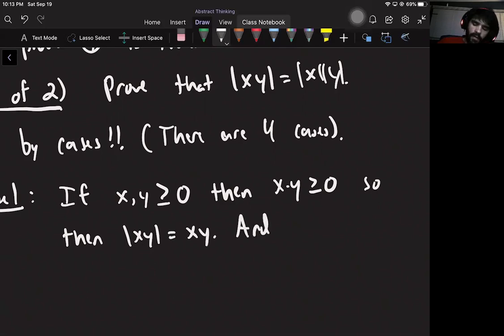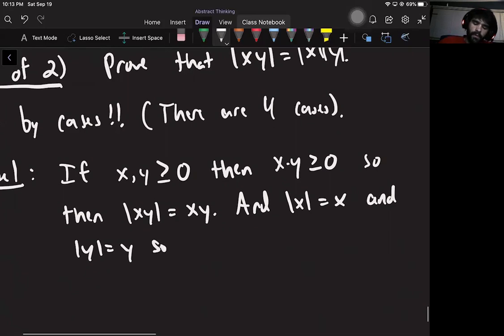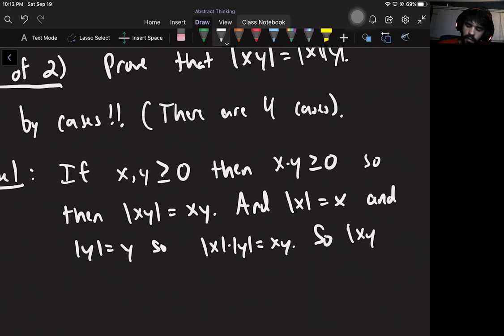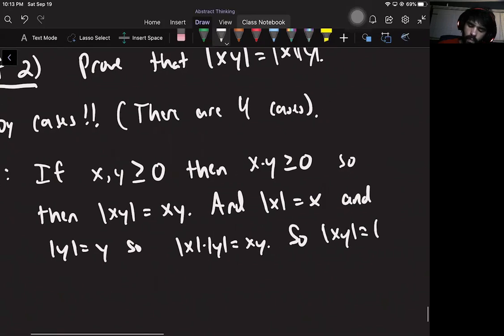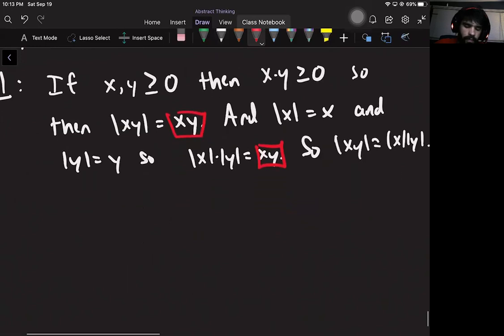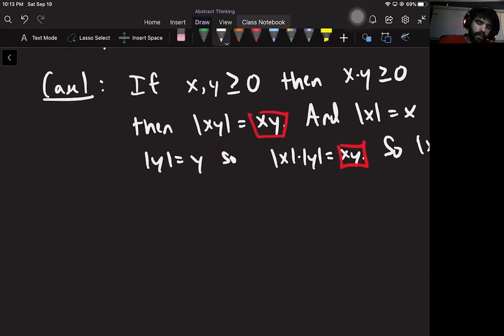Meanwhile, if I do absolute value of each one separately, because it's already positive, it just stays like that. And same thing with y, it stays itself because it's already positive. So that means if I do these times each other, it's just x times y. So I'm all done because now I just have this equals this. Right? They're both equal to x times y. So I'm just using xy as a middle thing between the two.